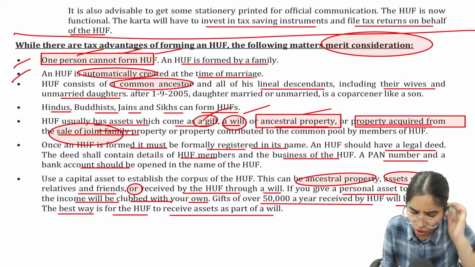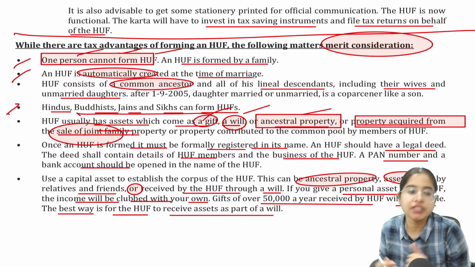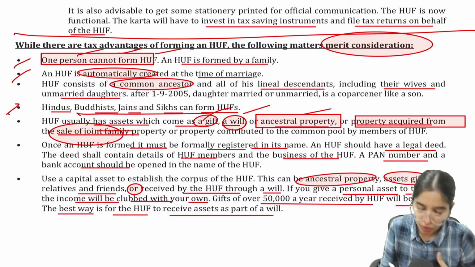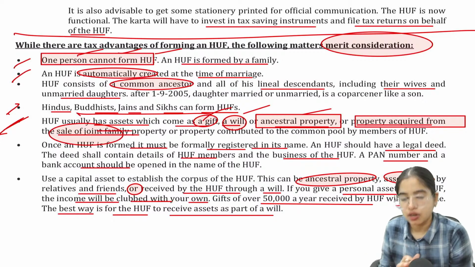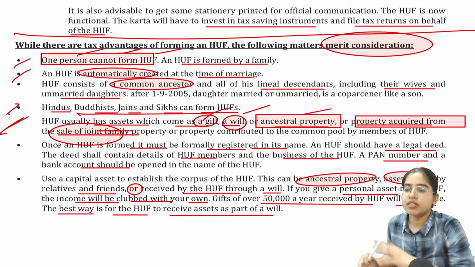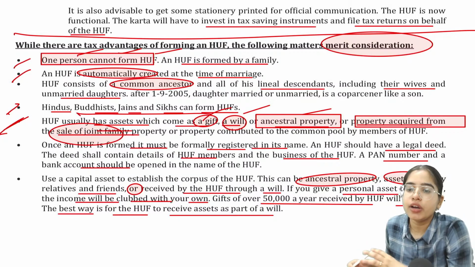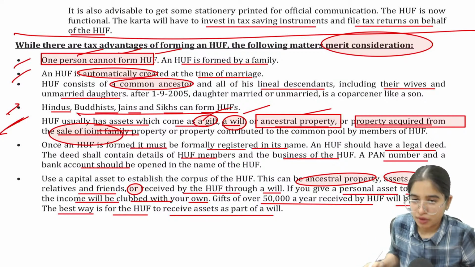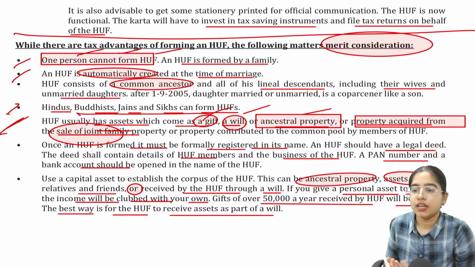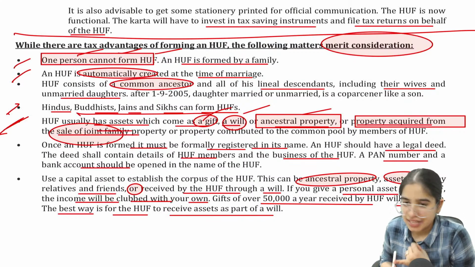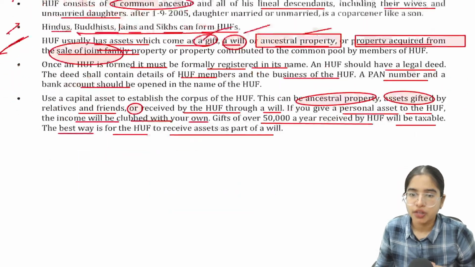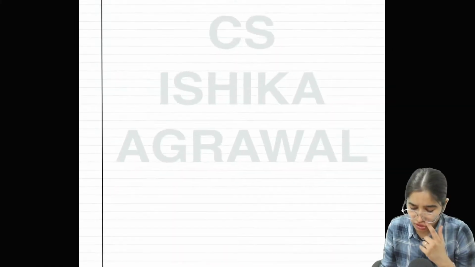Hindus, Buddhists, Jains and Sikhs can form a HUF. And how does the HUF acquire properties or assets? Usually by way of gift, or under a will. Let's say one person is dying, and before dying in his will he has given his property to the HUF. So by will, or ancestral property, or property acquired by the sale of joint family property. If they acquire property by sale, by gift, or by will, then by all these three methods property can be acquired. With this, we are done with the topic HUF, which was a very easy topic.